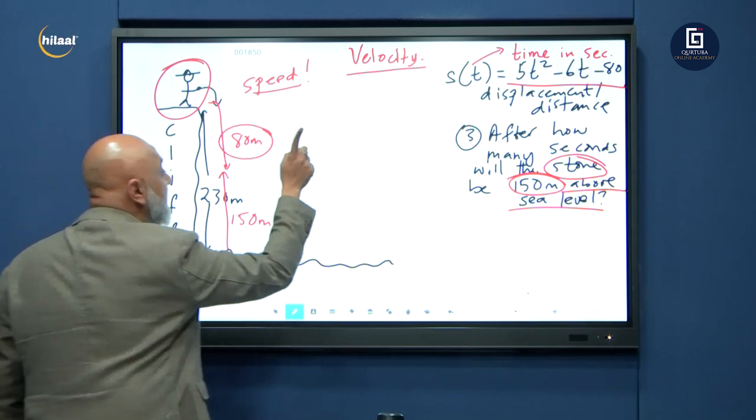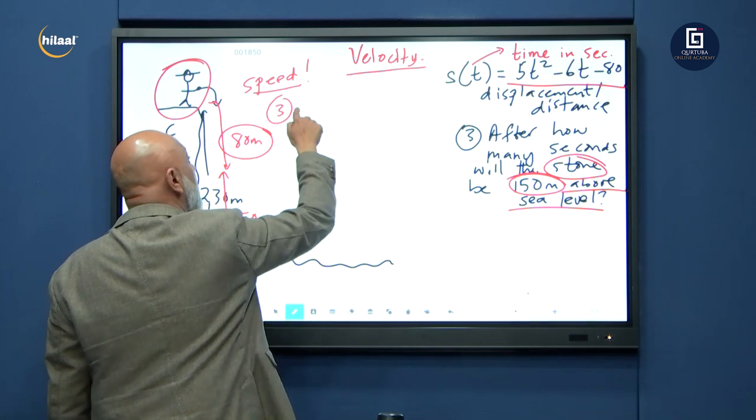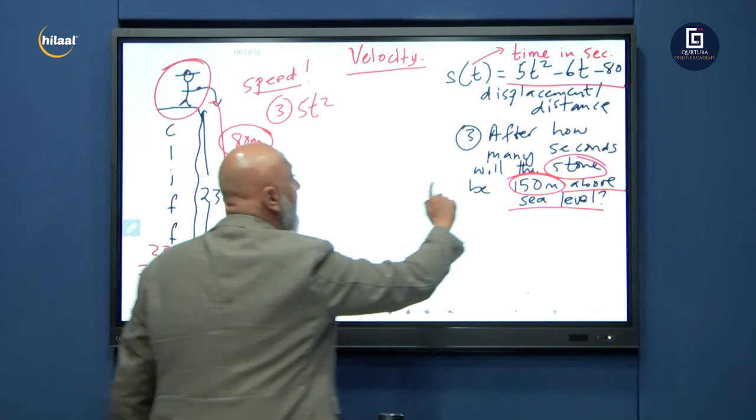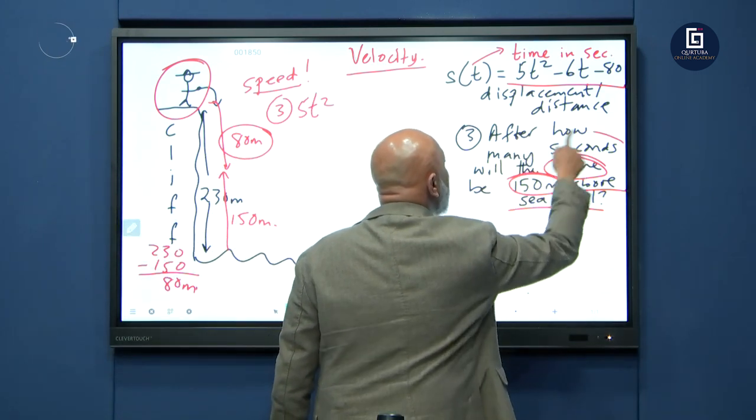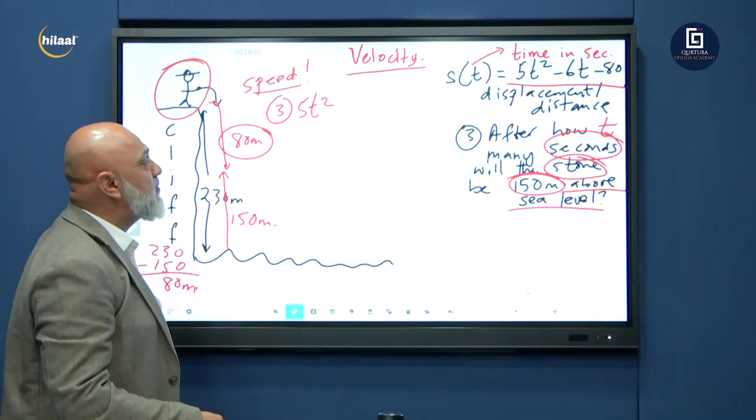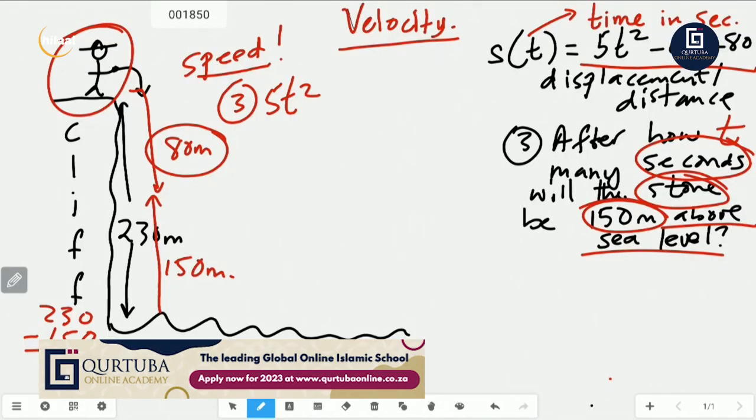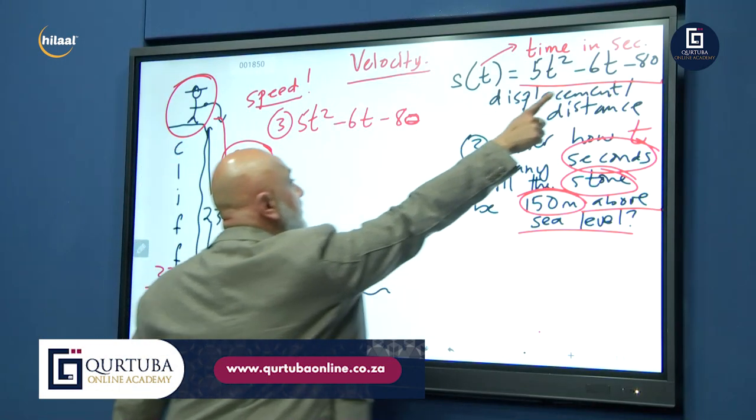So that means to answer question number 3, we now got to say 5t squared. What are we calculating? t. After how many seconds will it be 150 meters above sea level? So 5t squared minus 6t minus 80. Sorry, that's from my equation.